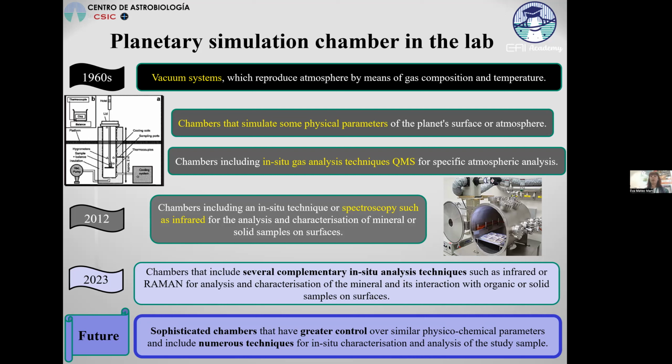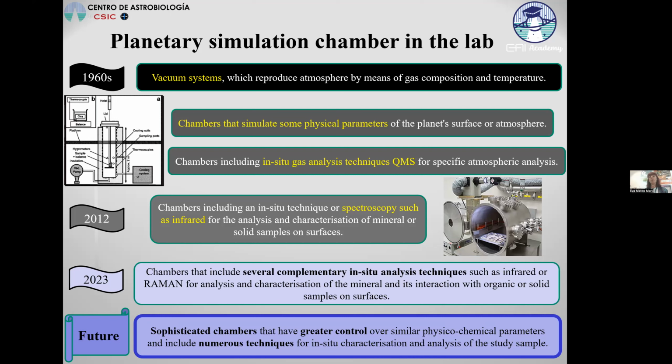It's relevant to simulate the environment, but it's also very interesting to try to measure things in situ. For that, it is very relevant to set up in-situ techniques. So it started with spectroscopy such as infrared, and nowadays the chambers have several complementary in-situ techniques, as for example the one that I'm going to show later on. It has infrared or Raman spectroscopy in order to characterize the minerals and their interaction with the organics inside of the chamber, doing in-situ experiments.